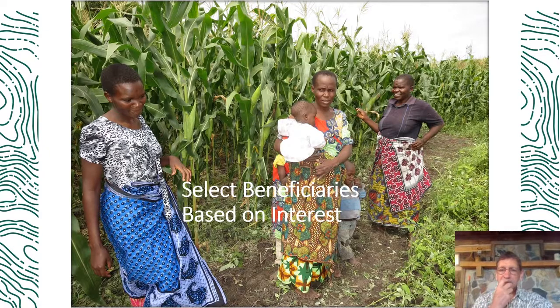And a second key strategy for scaling out is to select the beneficiaries or the participants of a project based on their interest in conservation agriculture plus. And this seems like maybe a self-evident kind of strategy, but in fact many projects begin by selecting all of their participants at the outset of the project. And I would contend that that's a mistake.